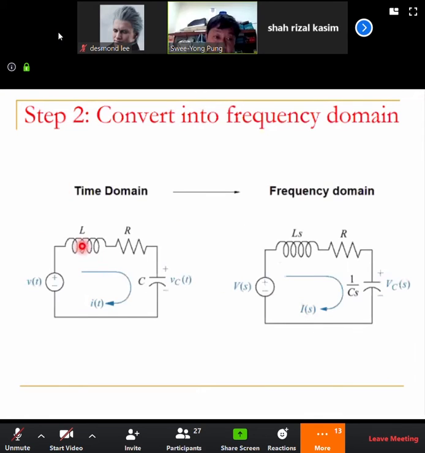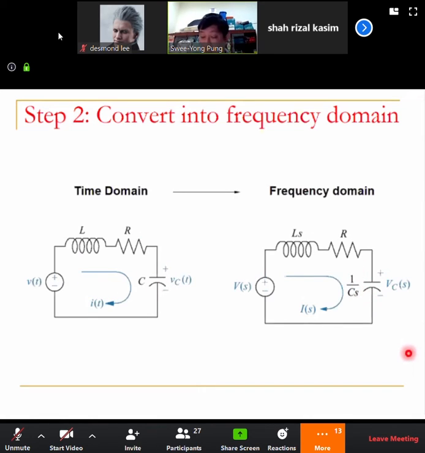Now in the time domain, we have L, R, C. Okay. When we convert it into the frequency domain, L will become LS. R will remain the same. C, the capacitance, will become 1 over CS. Right? Is that okay? LS, R will remain the same. C will become 1 over CS.